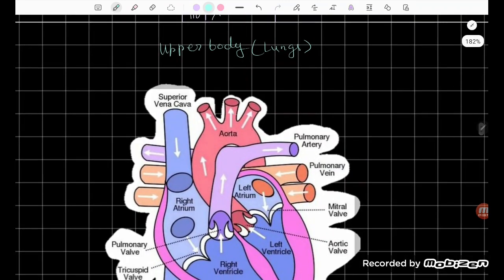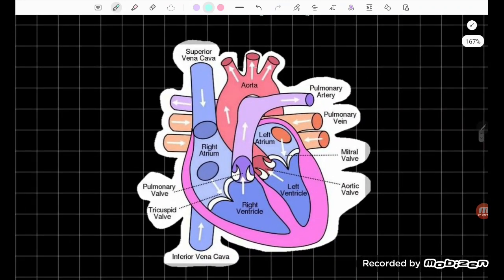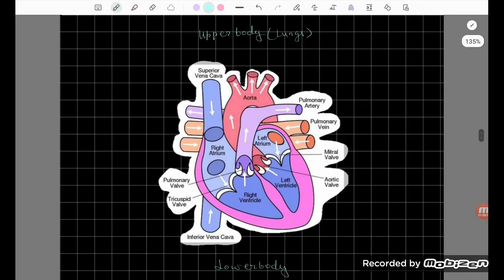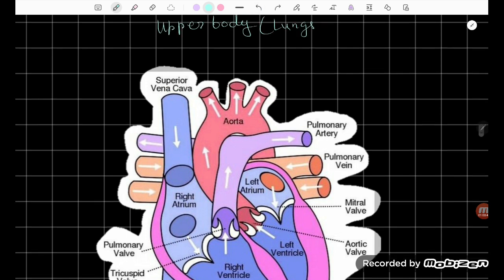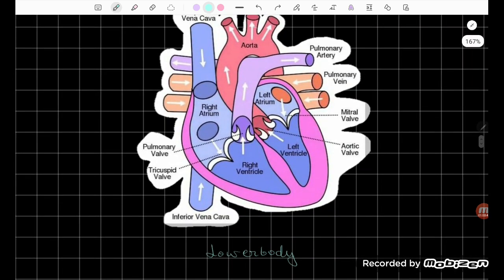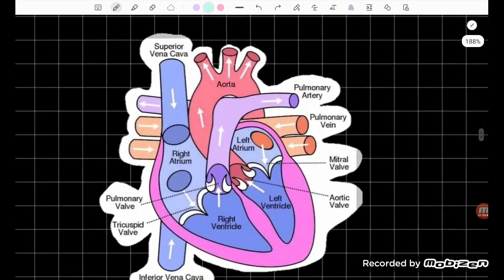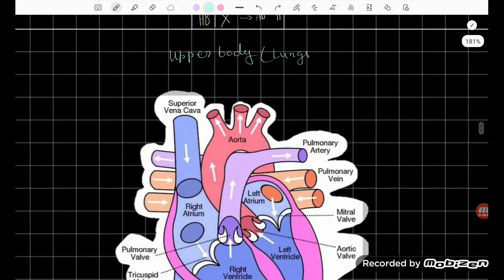So let me start off. I'm gonna use pink here. The blue one will show you wherever deoxygenated is, and the red pink one is oxygenated. Of course, remember that. So let's start off. Okay, it's called the heart.